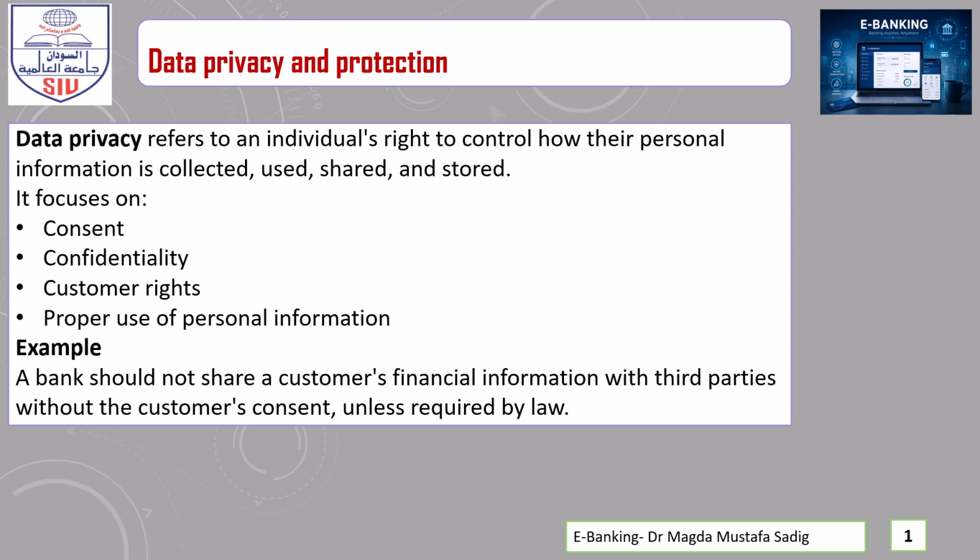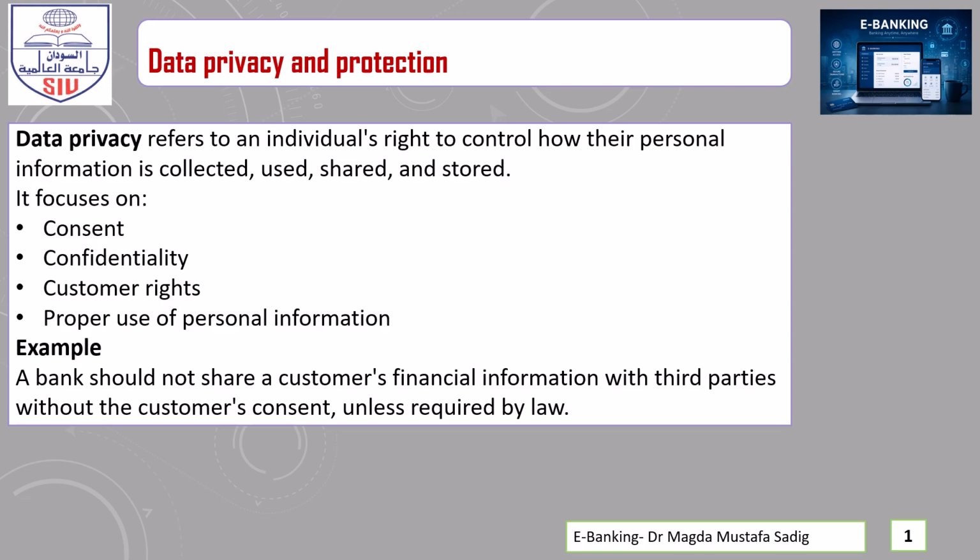Data privacy and protection. Many students confuse data privacy with data protection. Although they are closely related, they are different concepts. Data privacy focuses on customer rights. It answers questions such as what information is collected, why is it collected, who can access it, and has the customer given consent. On the other hand, data protection focuses on securing that information through technical measures such as encryption, firewalls, access controls, backup systems, and cyber security monitoring.